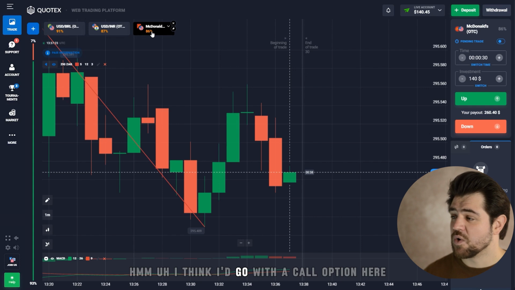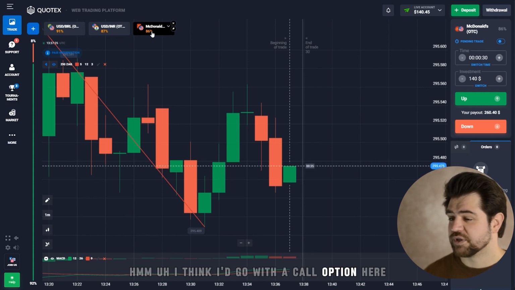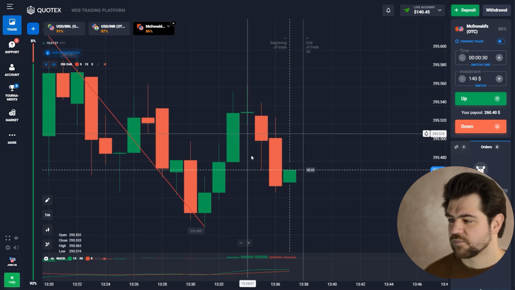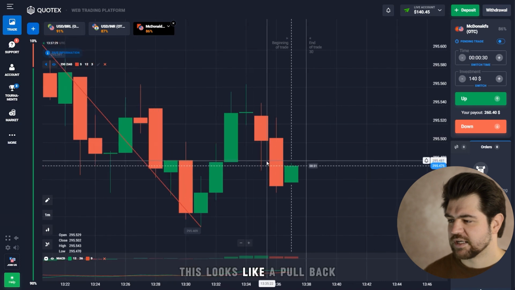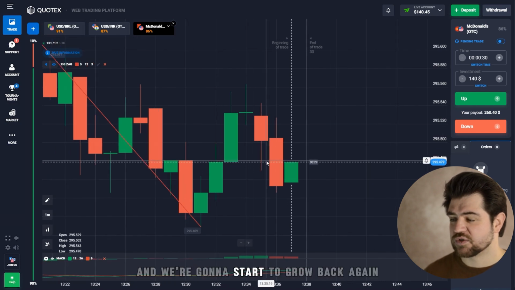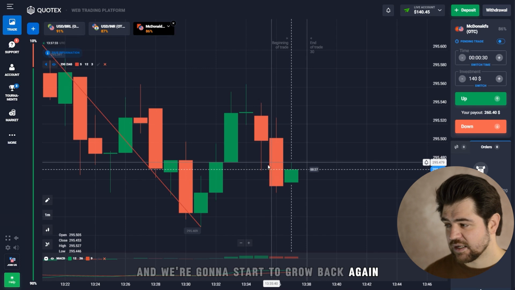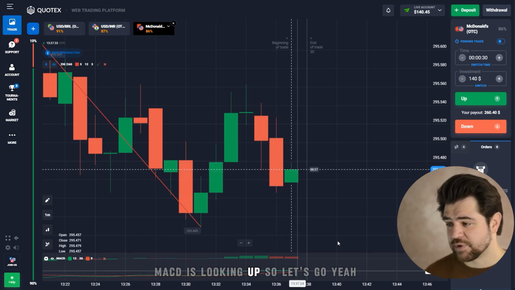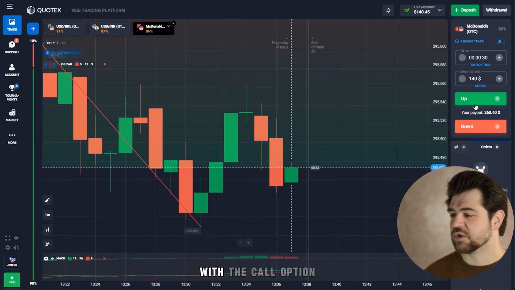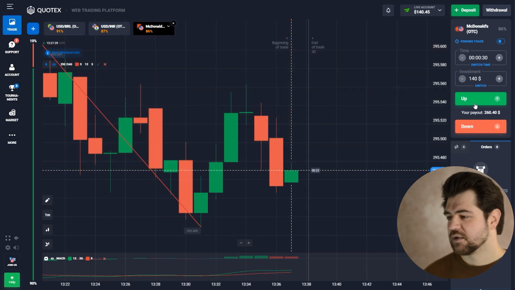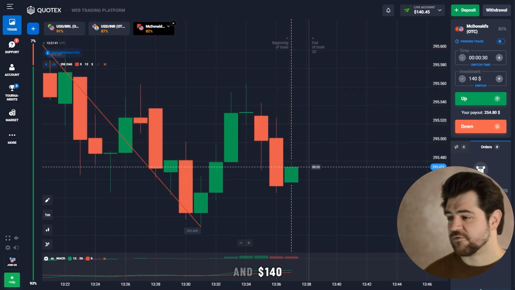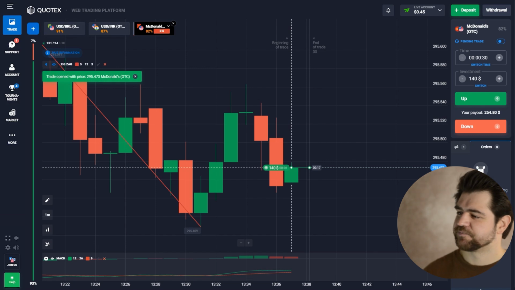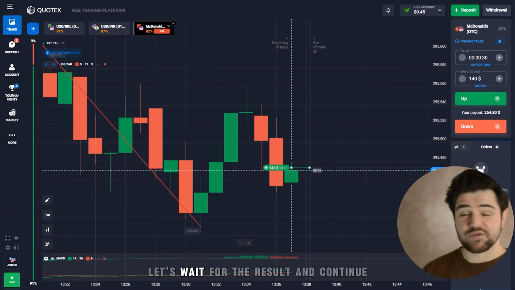I think I'd go with a call option here. This looks like a pullback, and we're gonna start to grow back again. MACD is looking up, so let's go with the call option. $140. Let's wait for the result and continue.